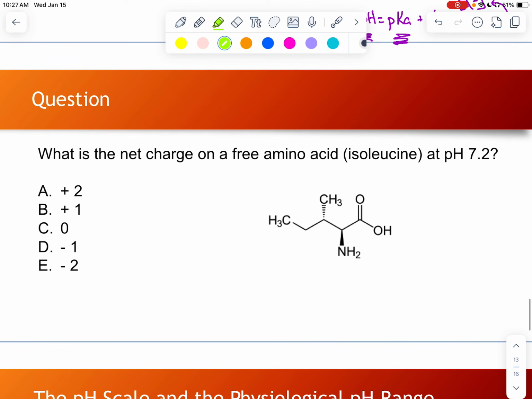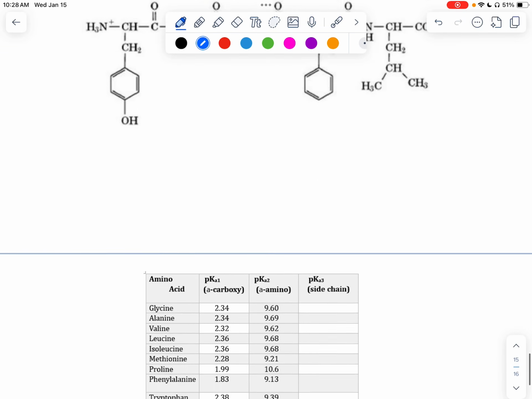All right, another question for you to pause so you can try it. What is the net charge on isoleucine at pH of 7.2? So when you were going to do this, you would have to go look up your pKa's. The isoleucine doesn't have a charged side chain, and we know that most of the pKa's, and you'll learn this as you're going, for the carboxylic acid terminal are around 2. Like they're 2, let's look at them.